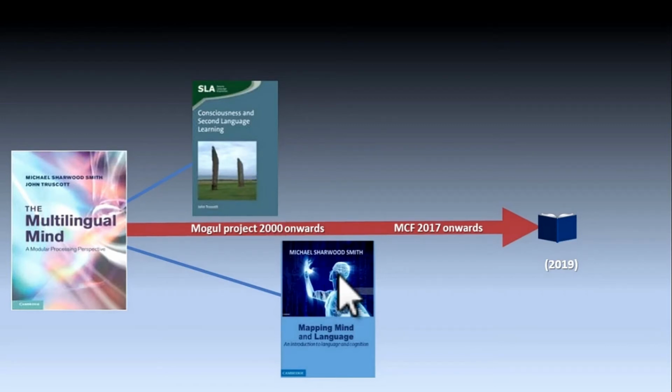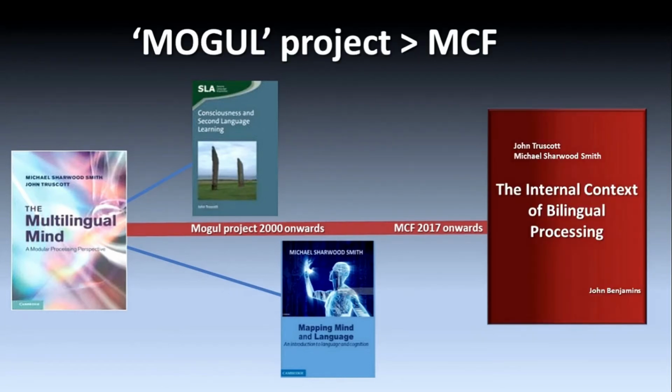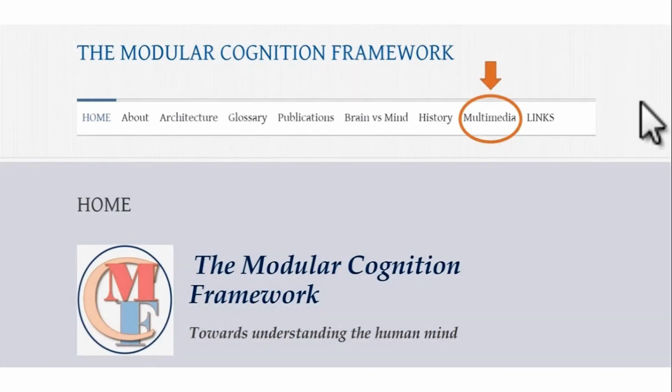But the latest book, The Internal Context of Bilingual Processing, which you immediately see is the very same topic as the one we'll be dealing with in these 5 talks, came out in 2019 and marks a significant advance in the development of the framework. And this is the website. I don't know if you got onto this YouTube directly from the YouTube website, or whether you actually took it from our multimedia page. In this multimedia page you will find details of all the presentations that we have, and many of them are YouTube presentations.